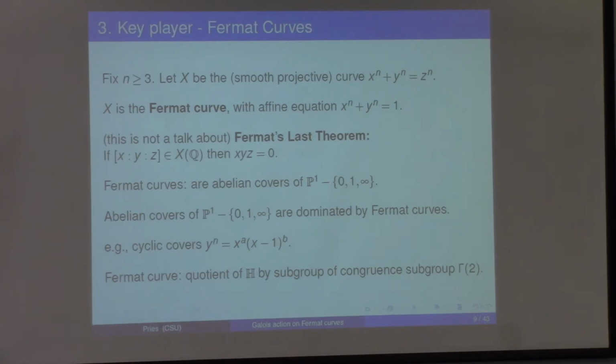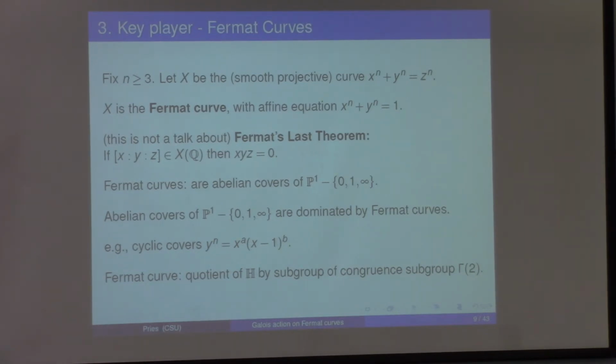You can also think of the Fermat curve as a quotient of the upper half plane by a subgroup of certain congruence subgroups. What do you mean by dominated? Like there's a map from the Fermat curve to this curve. Yeah.